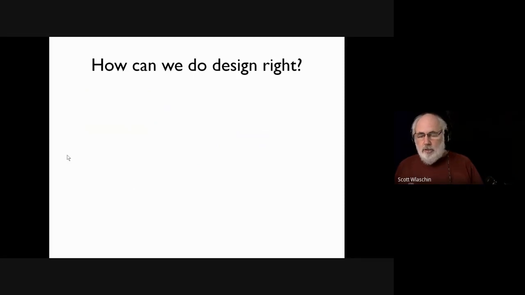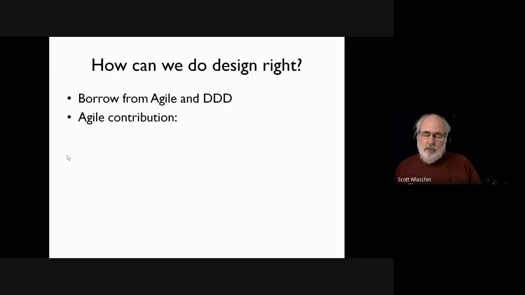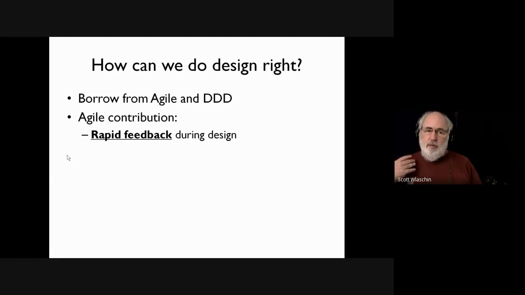So how can we do design right? I'm going to borrow some techniques from Agile and also from domain-driven design. What I'm going to borrow from Agile is this idea of rapid feedback. The faster you can get feedback from people, the faster your cycles of development, the better things are because you learn faster. It's all about learning and making mistakes, but learning from your mistakes quickly.